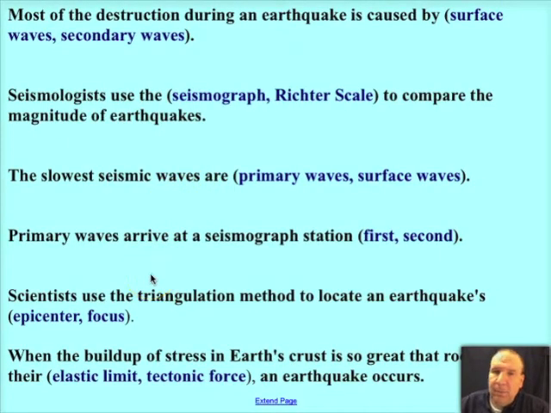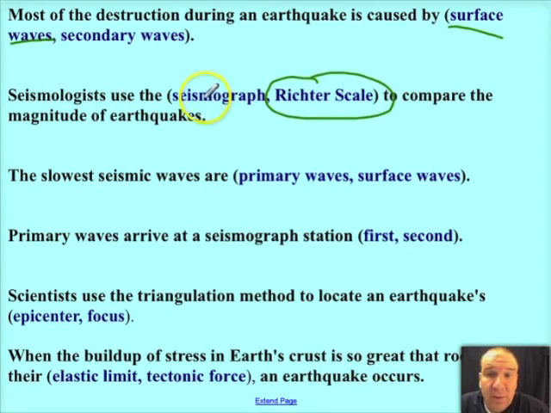So I'm going to pick up a pen again, and I'm going to work through this. Let's go with green this time. Most of the destruction during an earthquake is caused by surface waves. Seismologists use the blank to compare magnitudes of earthquakes. Now they're going to use the Richter scale to compare. The seismograph records the waves, but the Richter scale will compare them.